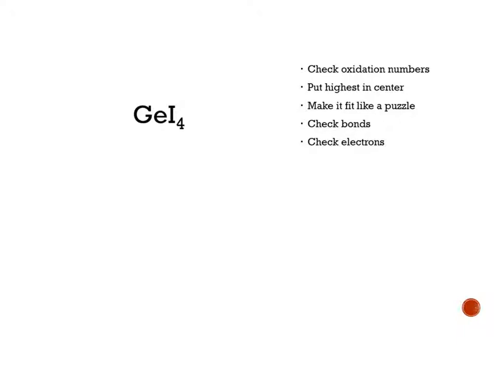All right, so your first one, GeI4. Go ahead and jot that down on your paper, and then take a minute to go through those 5 steps and draw the electron dot formula for this one. I'll give you guys a couple minutes.